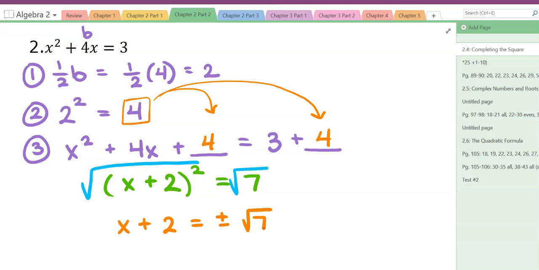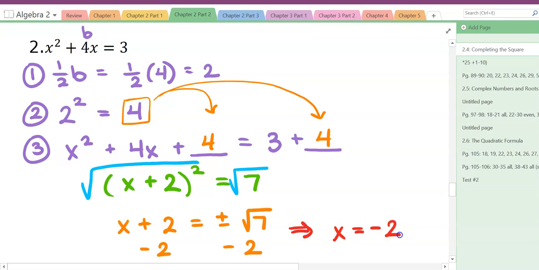So the last thing we need to do is subtract 2. And this is going to write our final answer here. So it's going to say x equals negative 2 plus or minus the square root of 7.